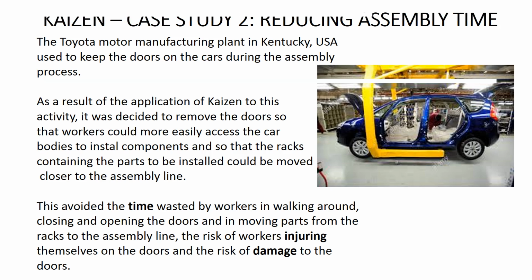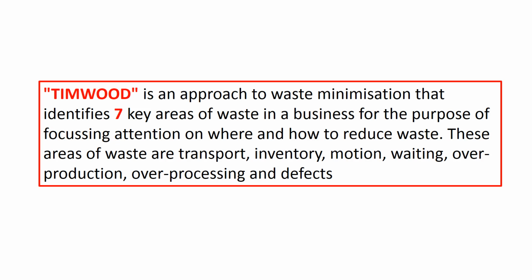This brings us to the second specific waste minimisation strategy that we need to look at, which is TIMWOOD. TIMWOOD is an approach to waste minimisation that identifies 7 key areas of waste in a business for the purpose of focusing attention on where and how to reduce waste. These areas of waste are transport, inventory, motion, waiting, overproduction, overprocessing, and defects.